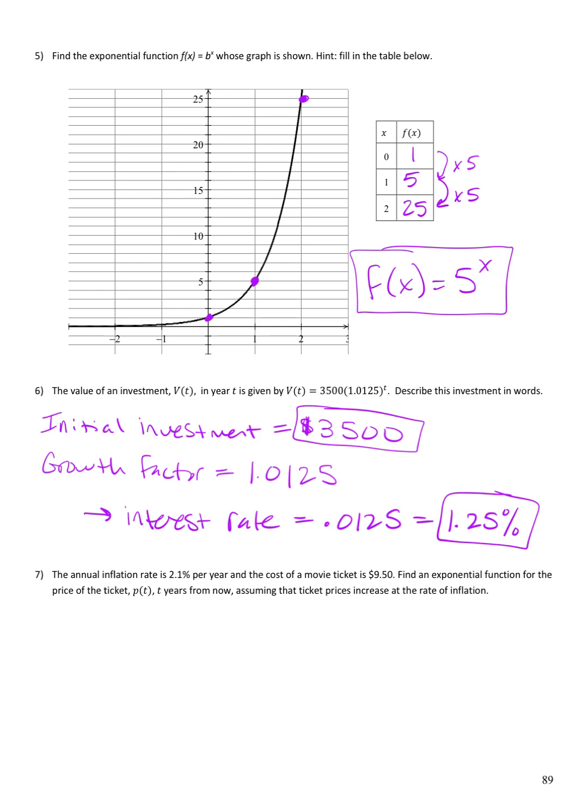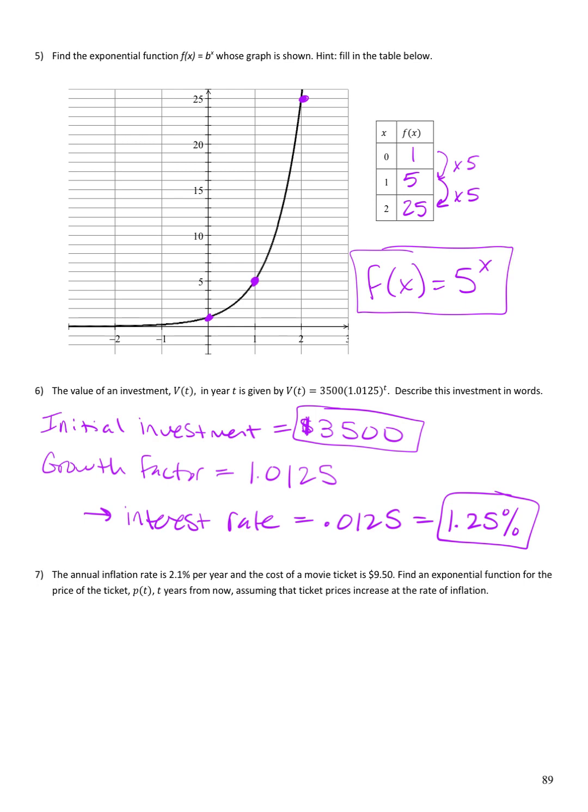The annual inflation rate is 2.1% per year. You can tell that this was written a couple of years ago because it's much higher than that now. And the cost of a movie ticket is $9.50. Find an exponential function for the price of the ticket P of t years from now, assuming ticket prices increase at the rate of inflation. And that inflation stays constant.